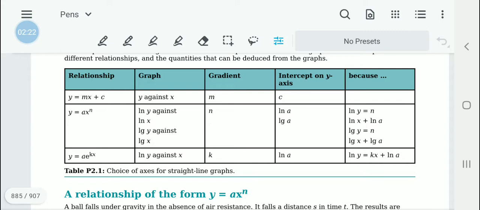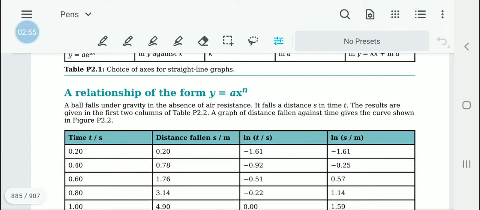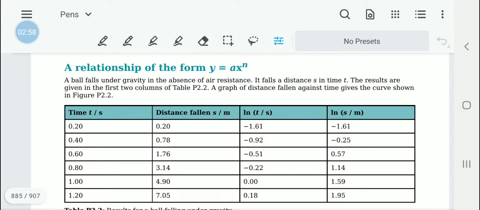Then y equals a to the power kx, that is natural logarithm of y against x. Then the gradient gives you k, and the intercept on the y-axis gives you natural logarithm of a. The reason is natural logarithm of y is equal to kx plus natural logarithm of a. Whatever relationships are outlined here, please remember them all as a kind of story. Then it would be easier for you to analyze. Don't go into much detail because it is not really required.